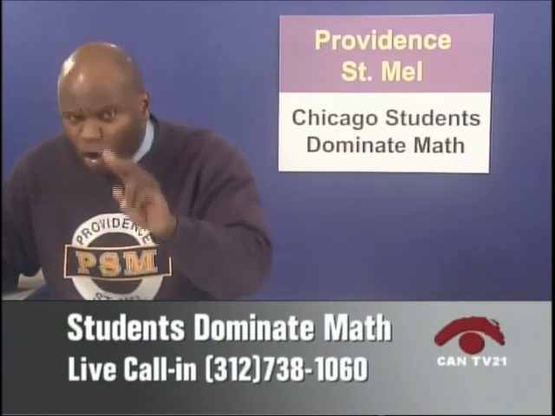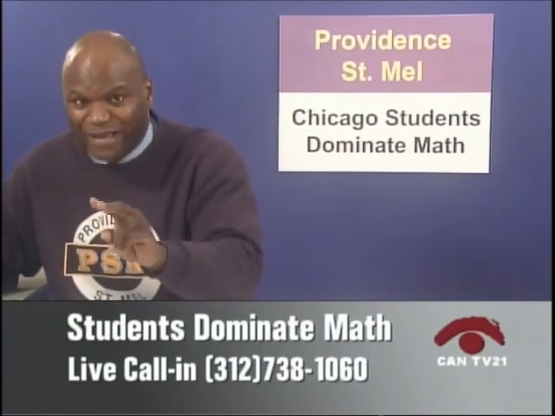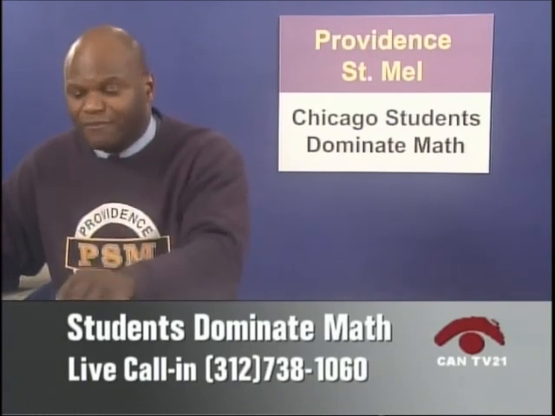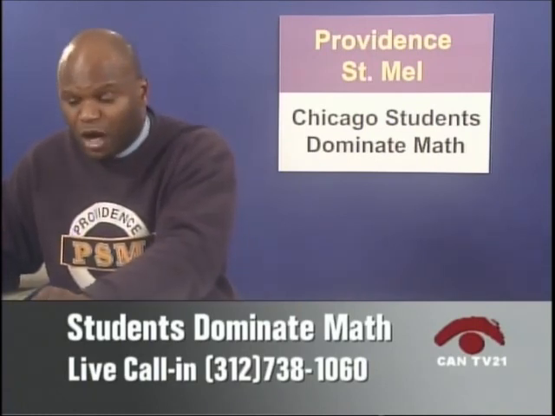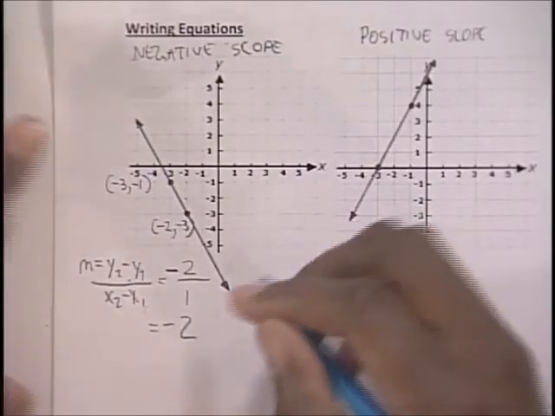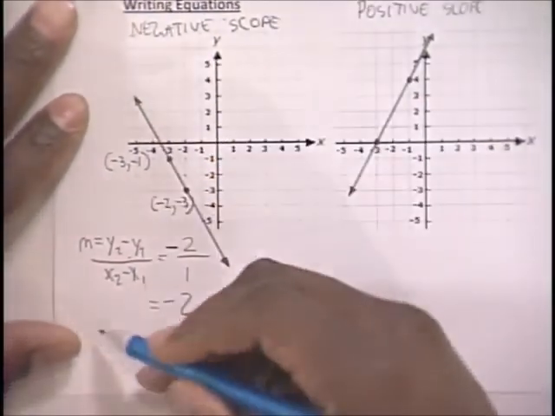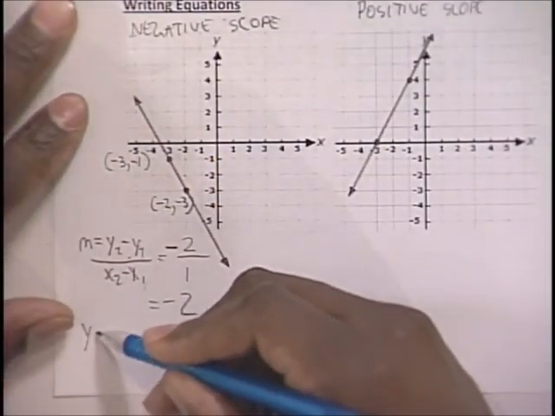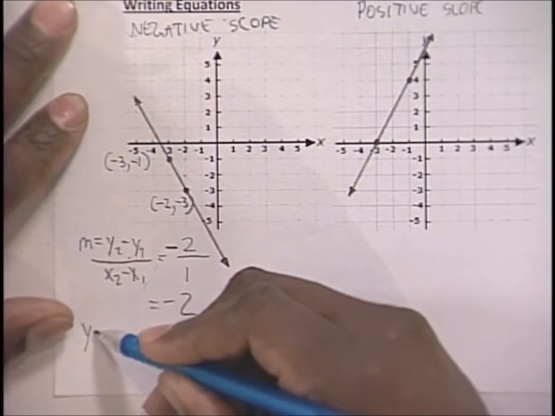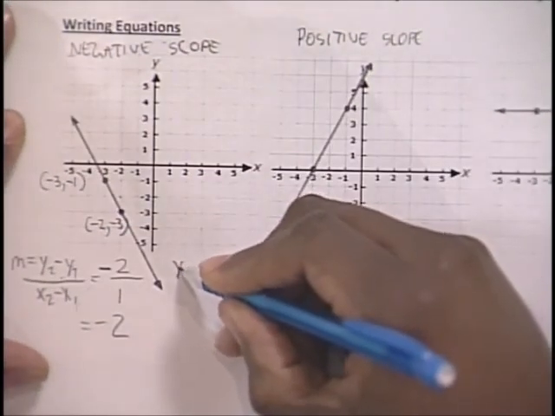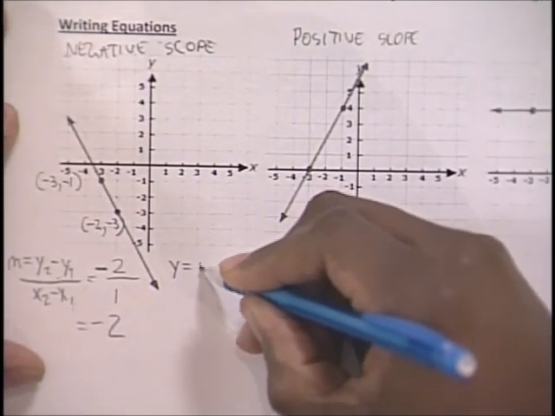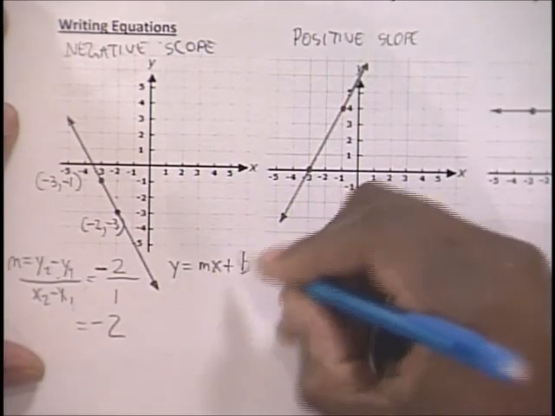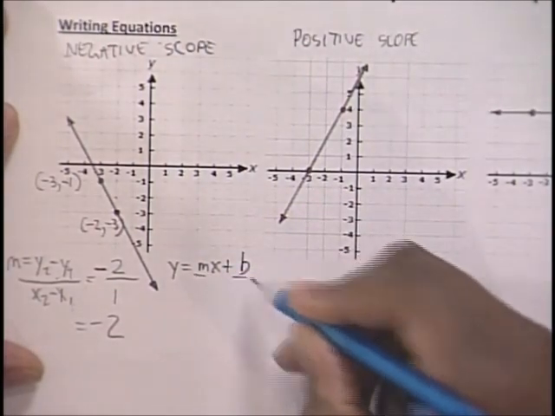So we have both things that we need to write the equation of a line. We have a point and we have the slope. Now let's proceed with writing the equation of a line. So now let's use the slope-intercept form. We have y is equal to mx plus b. We're going to substitute into here, and we're going to substitute into there.